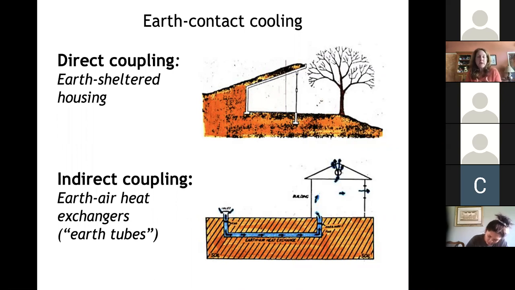Earth contact cooling, I should call it, is actually two different categories. It could either be earth sheltering, where you have direct coupling between the house and the earth, or what we also call indirect coupling. And there are these things called earth tubes or earth air heat exchangers, where you're burying tubes deep in the ground and you're bringing air in. And it turns out, I'll show you in a graph, that the earth is cooler than air temperatures in the summer and warmer than air temperatures in the winter. So if you run air through these tubes, it will naturally heat or cool that air.